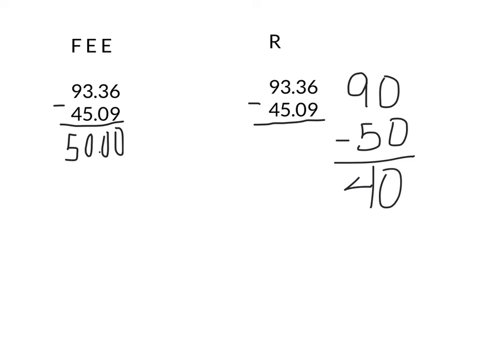So we have two different estimations of 50 and 40. When we actually subtract these two numbers from each other, we get 48.27. So you can see 50 and 40 are both reasonable estimations for the actual number.